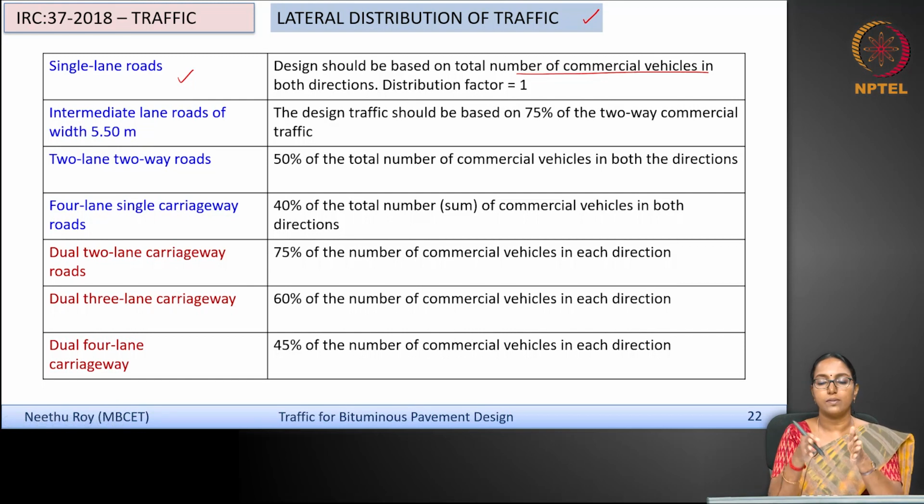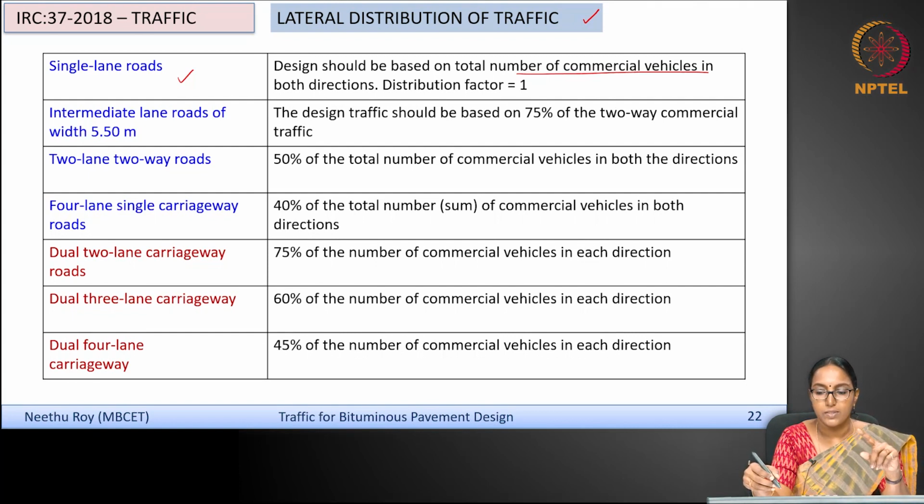Let us assume that this is a single lane road, and you have vehicles moving in both directions, to the north as well as south. Then the chance that every vehicle will load a particular point in the pavement is 100%. So you have to use the entire traffic for the design. That is why the direction distribution factor is taken as 1, and the traffic has to be the total traffic in both directions.